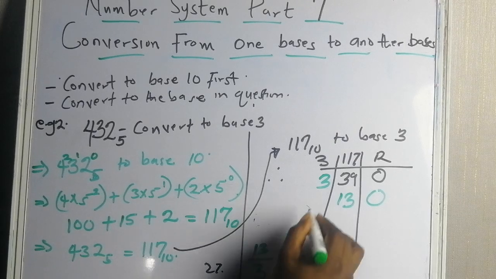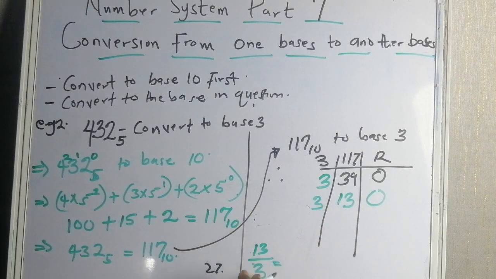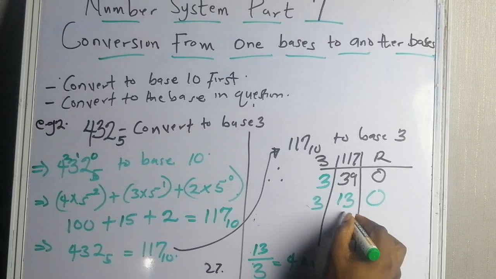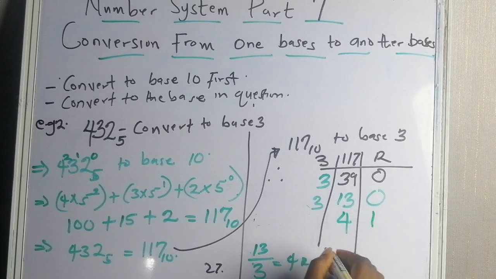So then you have another 3 again. 3 times 3, 9. Remainder what? So, 4 can go. 4 times 3 is what? 12. So it means this one will go, it will remain 1. This one is 4 times 3, 12, it will remain 1.